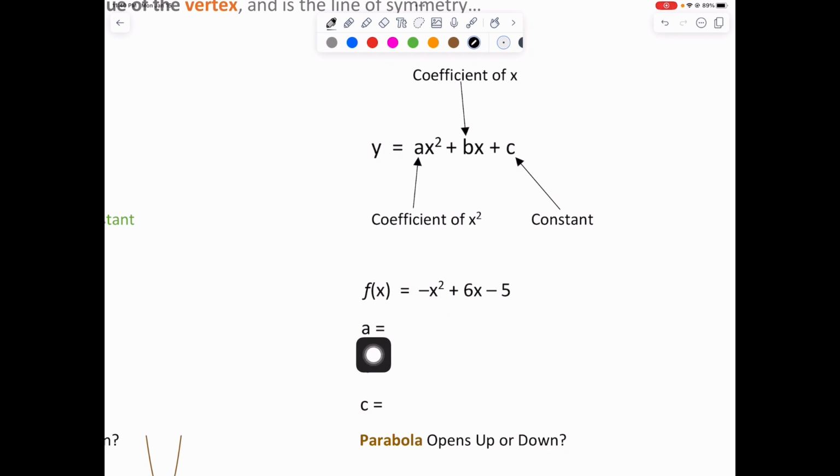All right, well, what does our a equal? All right, well, there's just a negative in front of that x squared. Yes, great call, wonderful job. I will put it in as negative 1. I think someone had already said it.